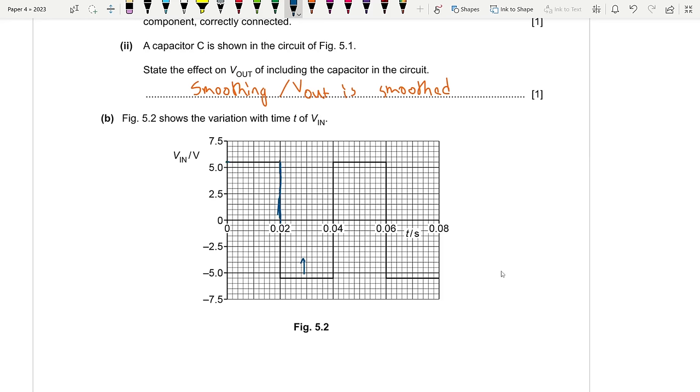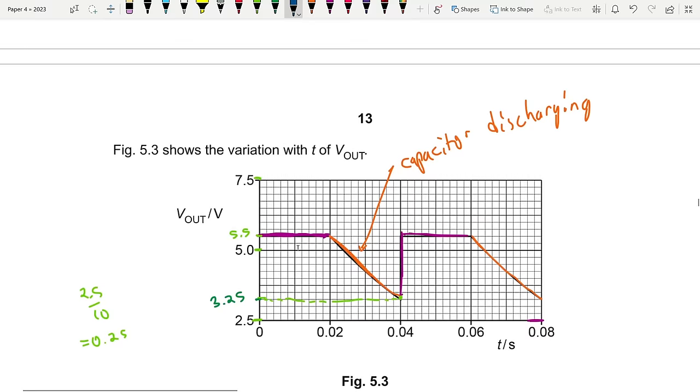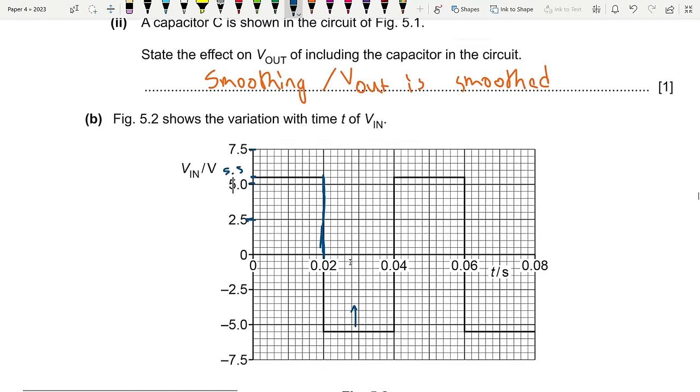Oh, it was 5.5. Check this, sorry, I misunderstood. Here the scaling was different: 2.5, 5, 7.5. So here each box was worth 0.5, so it was 5.5 here. But since the scaling was different, it is zoomed in over here. That's why it did not overlap.